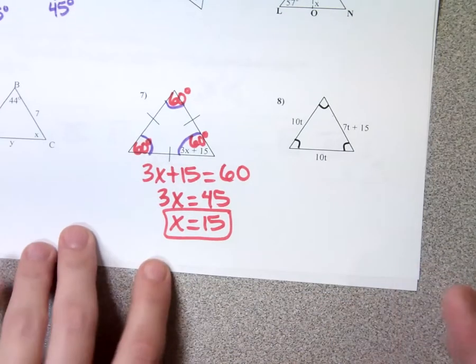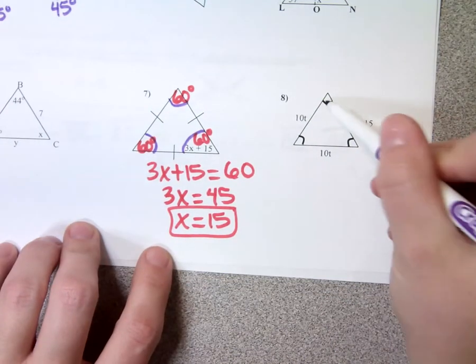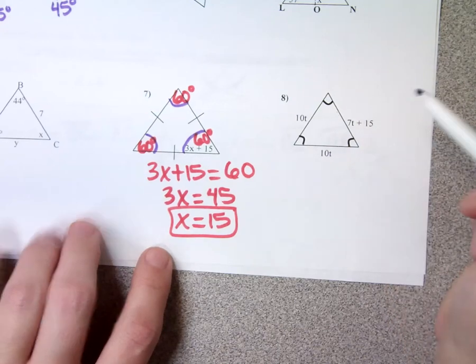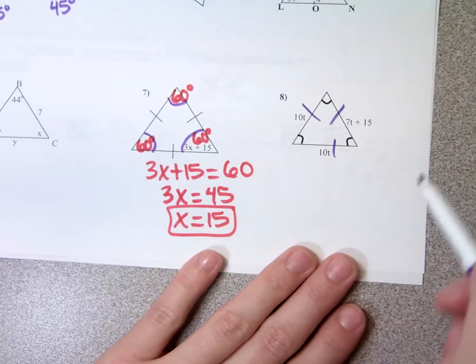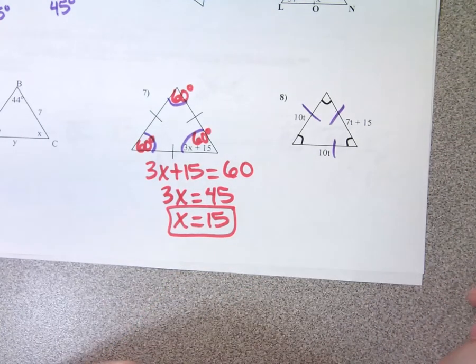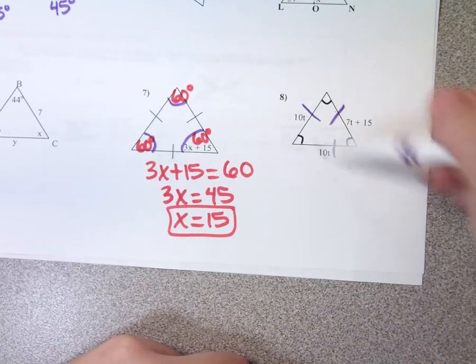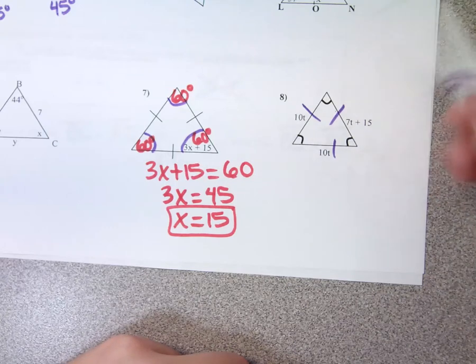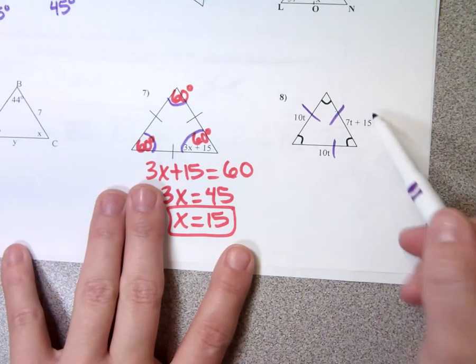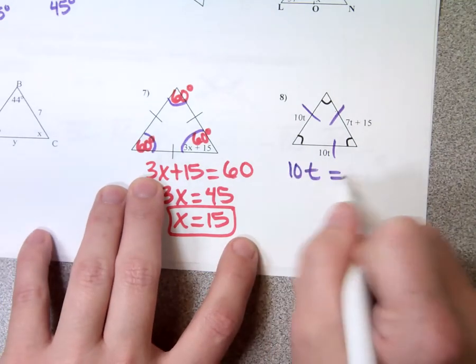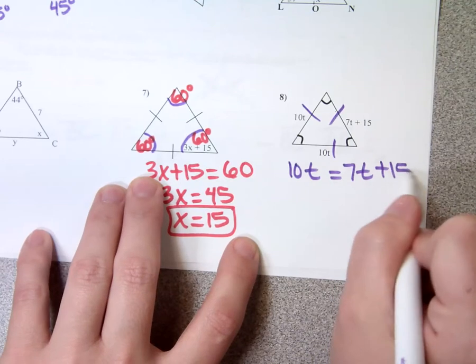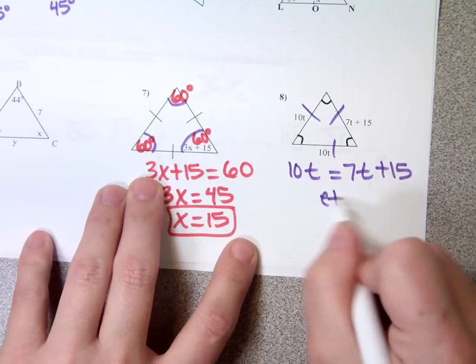So let's look at 8, though. 8 has an equiangular triangle because all three angles are equal. So what do you know when all three angles are equal? All three sides are equal. So I need to try to set up an equation that I could solve. What do you think I could set up? I can't set these two equal because it won't work. I won't be able to get an answer. But I can set these two equal or these two equal. Doesn't matter, it's all the same. So I'm going to set 10t equal to 7t plus 15. And then I could solve that, etc.